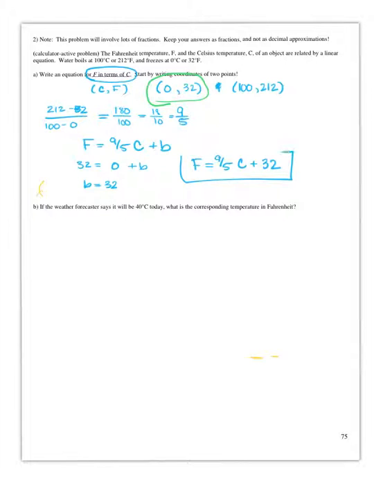Now we can use our equation to answer the question. If the weather forecaster says it'll be 40 degrees Celsius today, what is the corresponding temperature in Fahrenheit? So they're giving us the Celsius of 40, and we're going to calculate F.